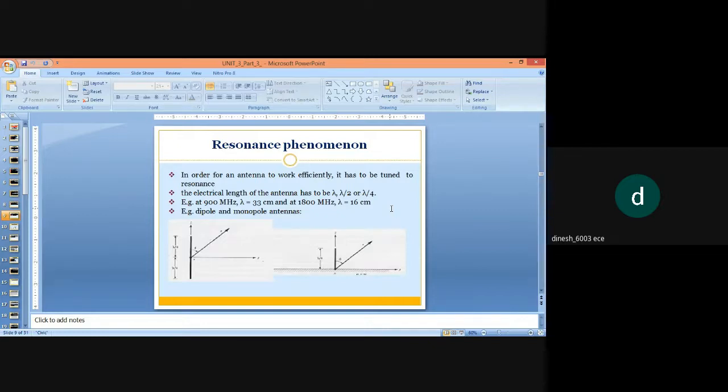An example is that at 900 megahertz, lambda is equal to 33 centimeter, and at 1800 megahertz the lambda value is 16 centimeter. So here are two examples: one is the dipole antenna and the other is the monopole antenna. The left side that you are seeing is a dipole, where we have two poles.